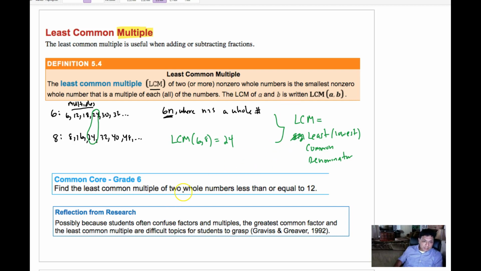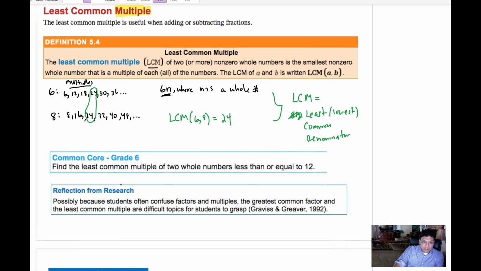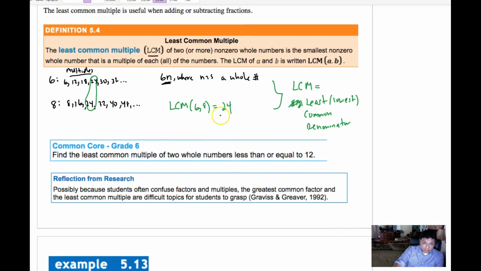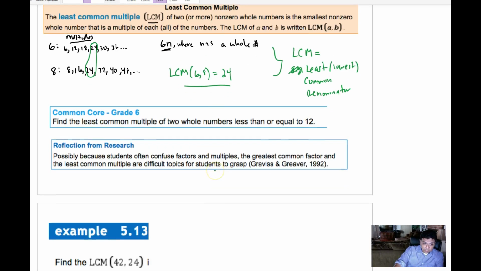You can see it's 6th grade where students from the Common Core have to find the least common multiple of two whole numbers less than or equal to 12. And we just did one here for 24.